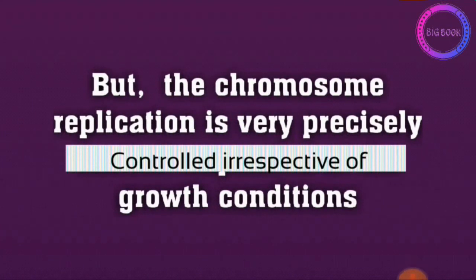But the chromosome replication is very precisely controlled irrespective of growth conditions. In the sense, let a cell grow to the maximum size it has to reach, or a little less, but at a particular precise time, the replication of the chromosomes, that is the DNA replication, is very precisely controlled irrespective of any growth conditions, and further the S phase is controlled and the replication of the DNA takes place.